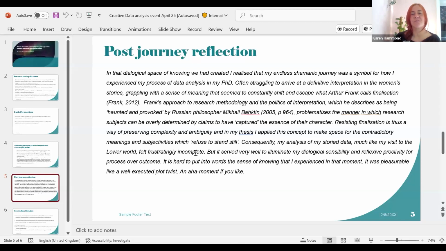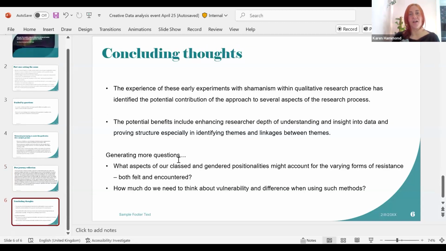And this is something, although that itself was hard to put into words, really captured and gave me answers to the way that I actually do analyse qualitative data. So it really ended up quite meaningful. Now, some concluding thoughts.